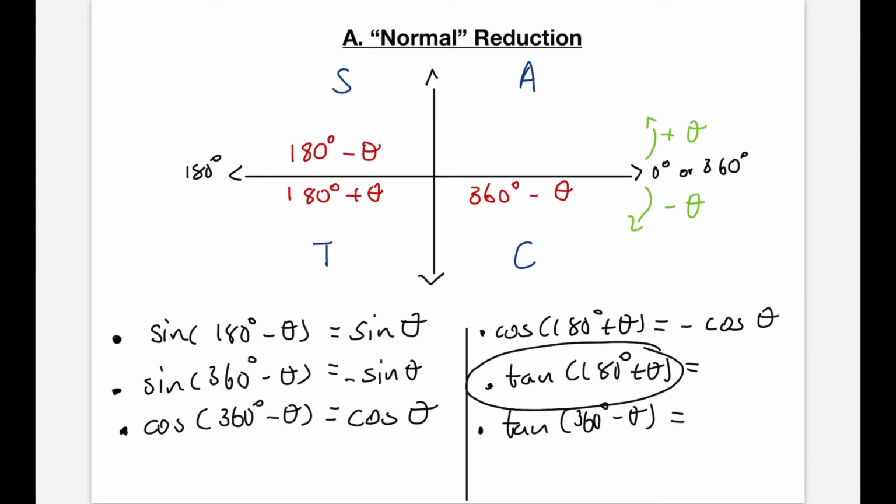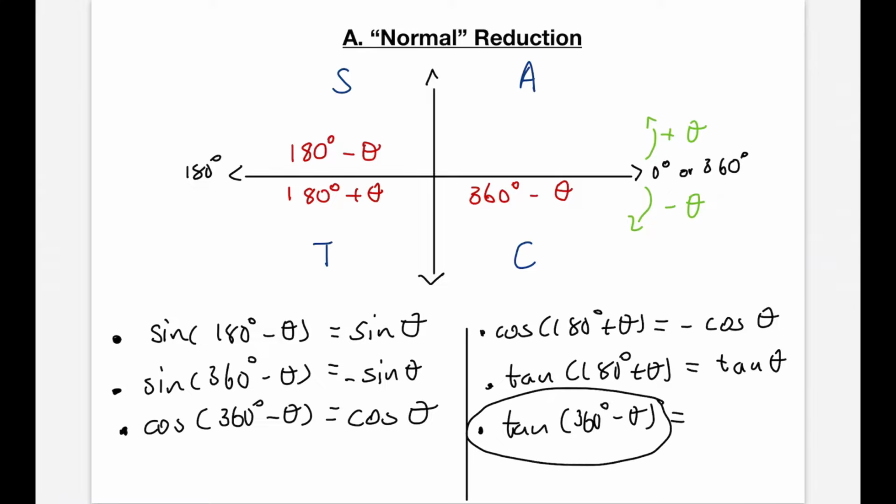What about the tangent of 180 plus theta? Well, that's here, where tan is positive, so this is now positive tan theta. And lastly, what about the tangent of 360 minus theta? Well, that's here where only cos is positive, so this would reduce to negative tan theta. This is what I call normal reduction, and I want us to now look at some examples of where you'd apply it.